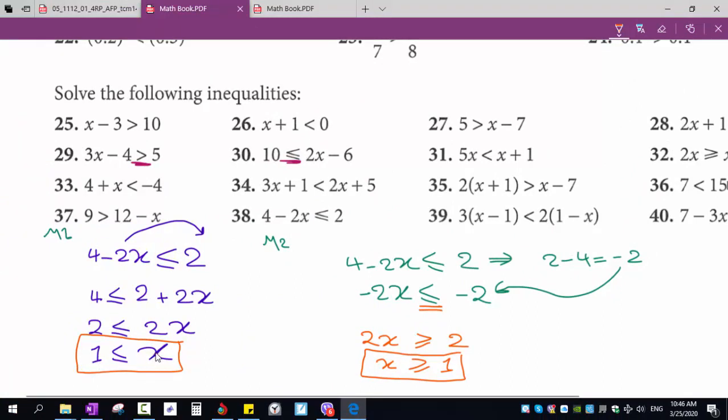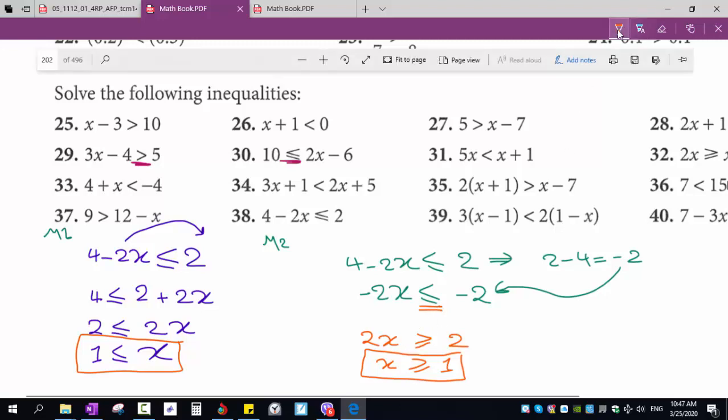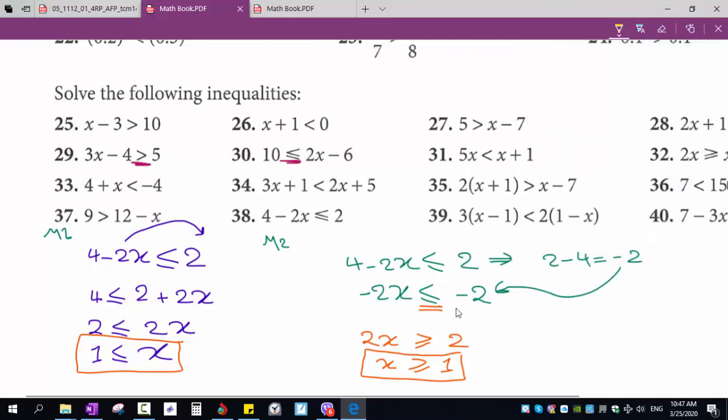Here, x is greater than or equal to 1 because the symbol is facing x, which means x is greater. Here, the x is on the side, but the symbol is still facing x. It means x is greater than or equal to 1. So remember, whenever you multiply both sides by negative 1, the sign changes. Look, the sign was facing the right side here, and it's facing the left side in this step after we multiplied everything by negative 1. Okay, now let's move on to question 39.